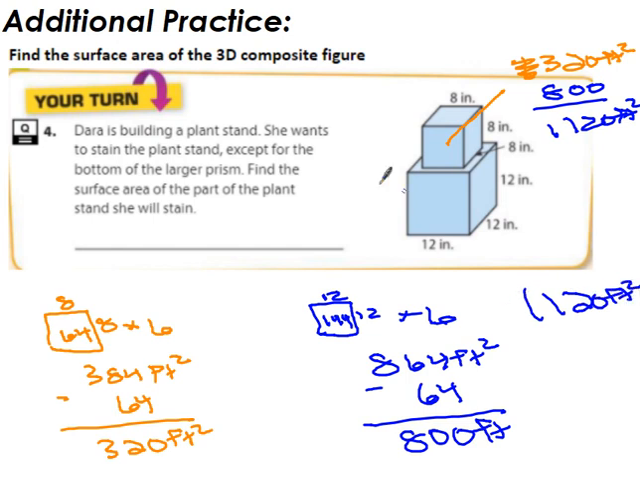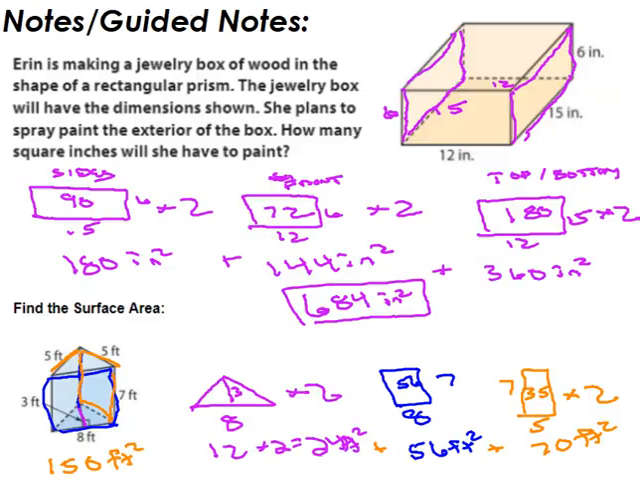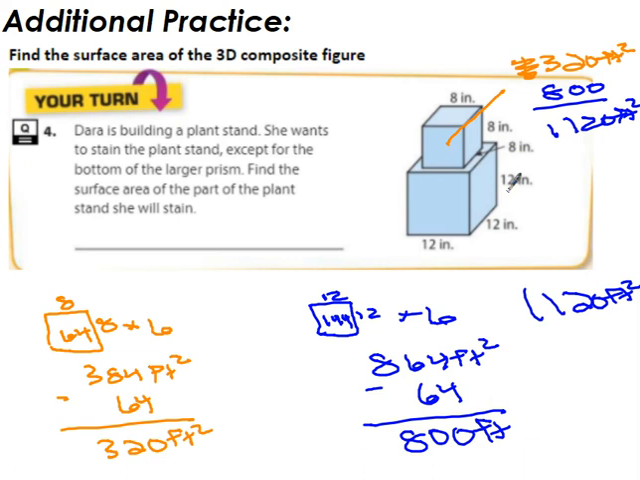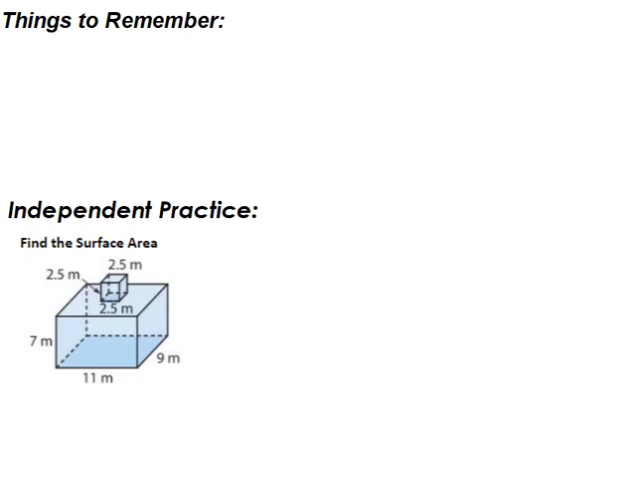Okay, that's it. So it's really just finding the area of all the shapes on the outside of a three-dimensional object. So whether it's a simple shape like so, or if it's multiple prisms, you might have to do some subtraction. But that's really it. So you have an independent practice problem that's very similar. And for things to remember, I would just use your area formulas.